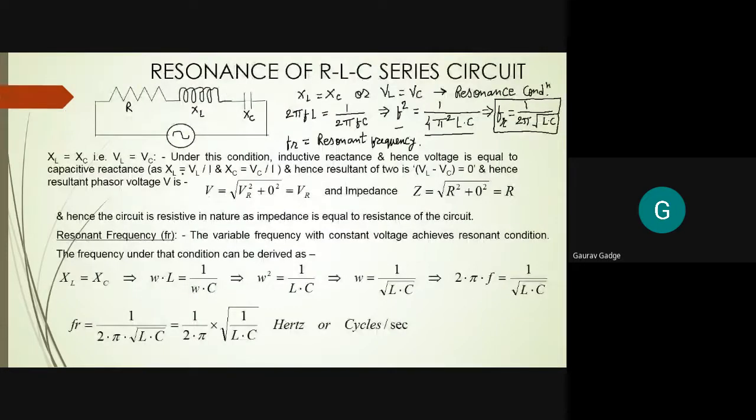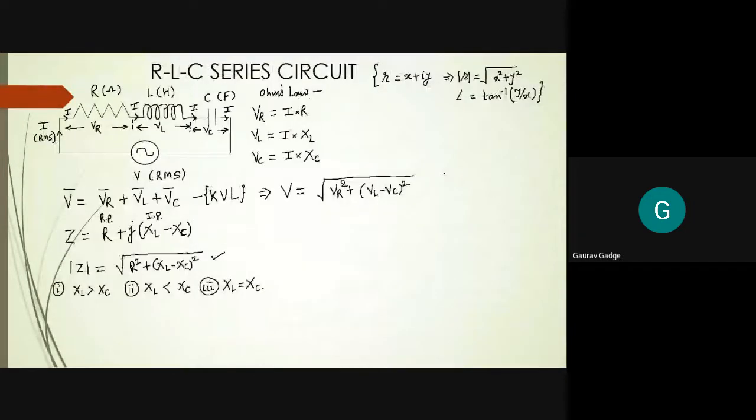So what have I written here? Hence the resultant of the two is VL minus VC equal to 0. So what does this mean? When we say VL minus VC equal to 0, for resonance condition what will I get? V is equal to root of VR square plus (VL minus VC) square, where VL is equal to VC and VL minus VC is equal to 0. So it is 0 square, right? Now VR square plus 0 square is VR square, and the square root of VR square is VR. So under resonance condition, the supply voltage is equal to the resistive voltage.